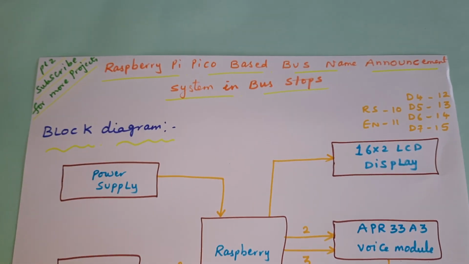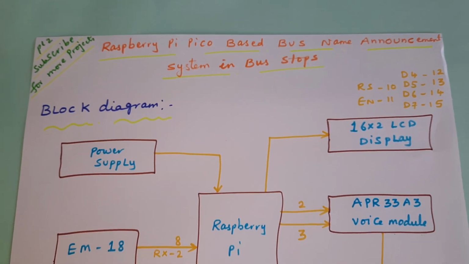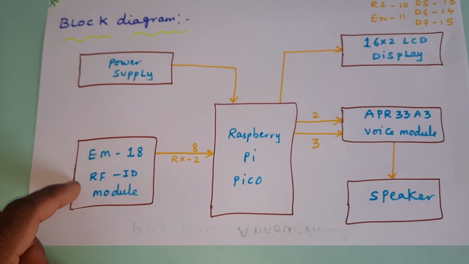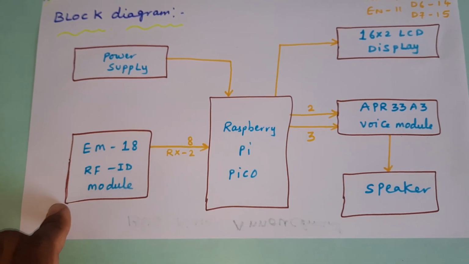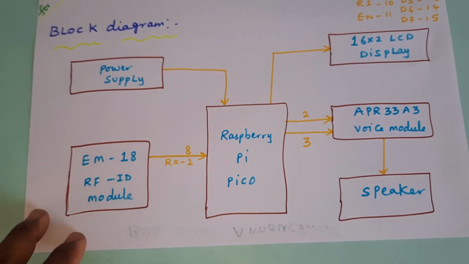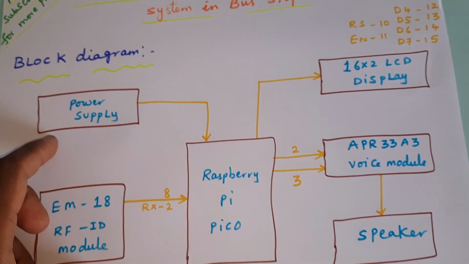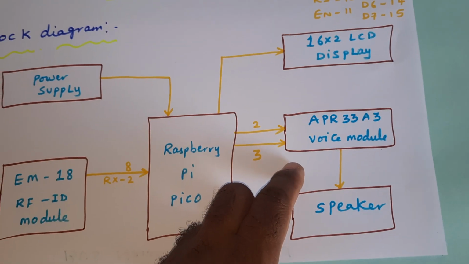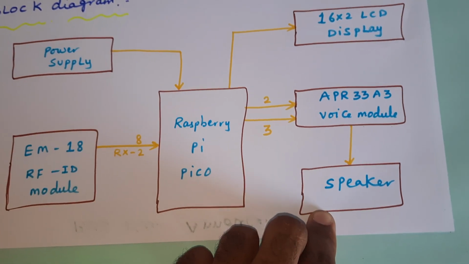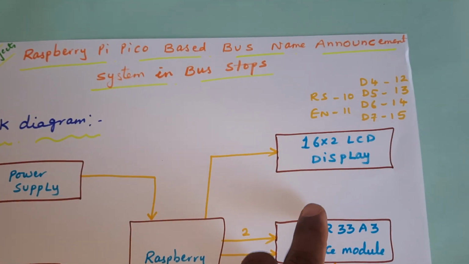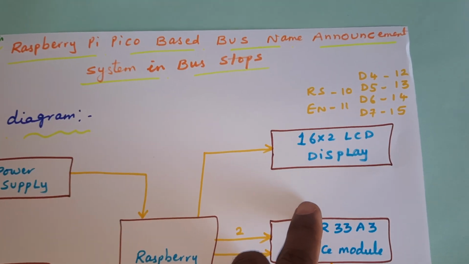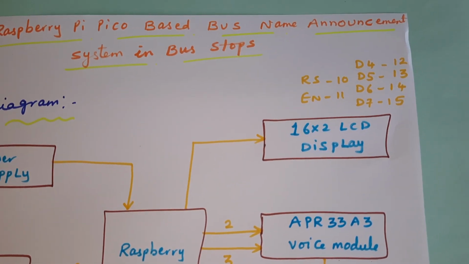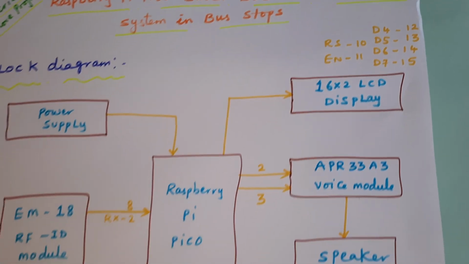Raspberry Pi Pico based bus name announcement system in bus stops. Using Raspberry Pi Pico, EM18 RFID module, 125 kHz frequency receiver module, 5 volts power supply unit, and APR33A3 voice recorded and playback IC, 8 ohm speaker, and 16x2 LCD display: RS, enable, D4, D5, D6, D7 on GPIO pins 10, 11, 12, 13, 14.